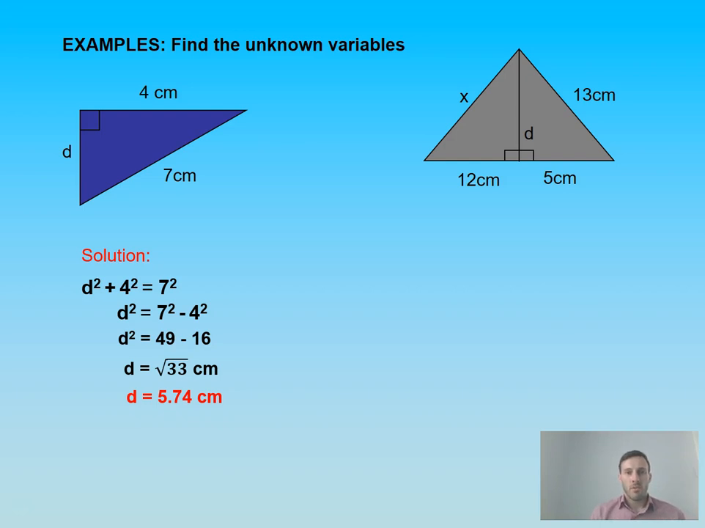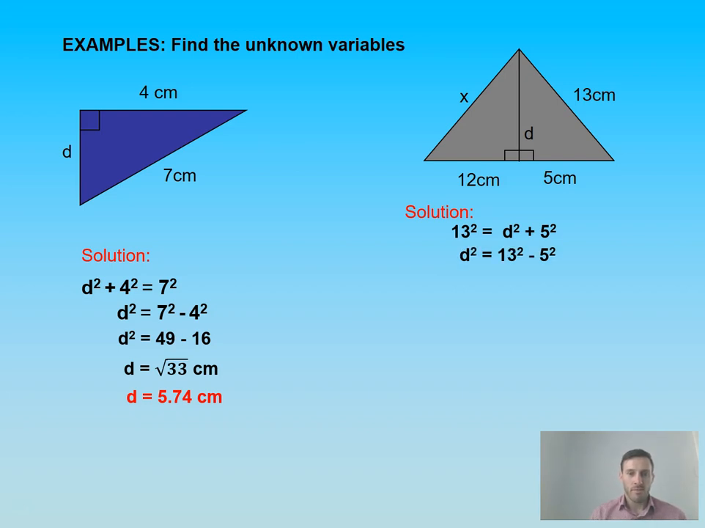In the grey example on the top right, we need to find the height of the triangles in order to find x. I'd like to point out this triangle isn't drawn to scale, and it wouldn't look like this if those sides were actually drawn to scale. So first of all, we need to find d. Again, we're given the hypotenuse and one of the shorter sides. So we make 13 squared equal to d squared plus 5 squared.